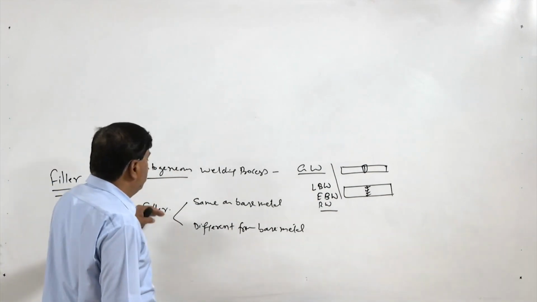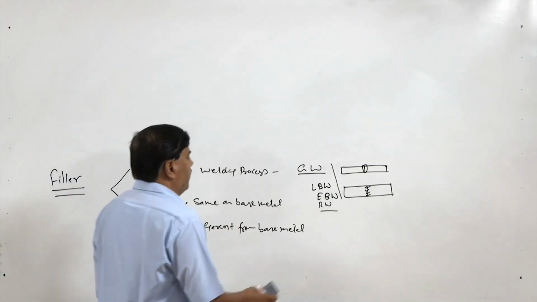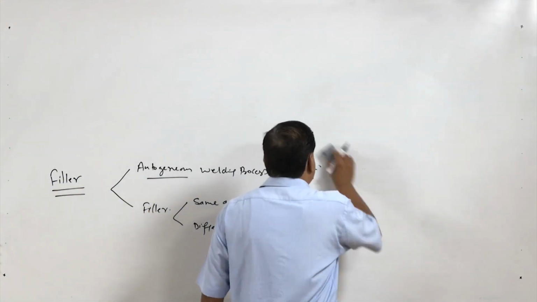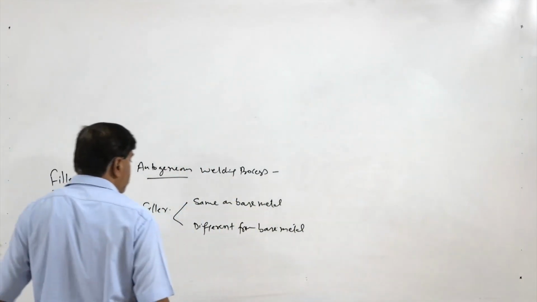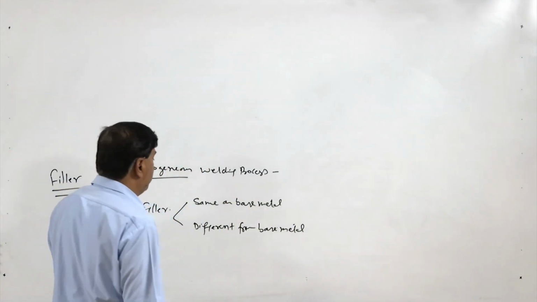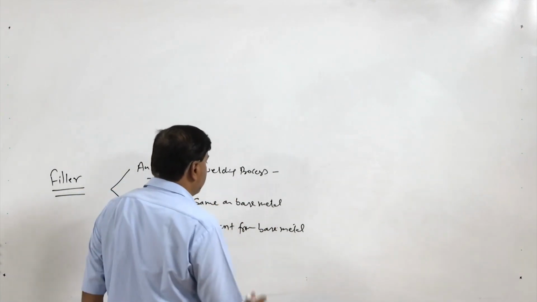Then those processes which use the filler metal optionally. There are certain processes where the filler metal is used, or filler metal may be used, or filler metal may not be used. So we will talk first about the filler metal of the same base metal.